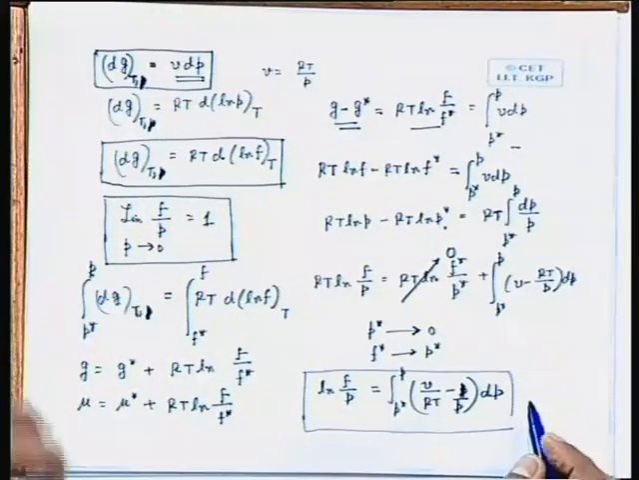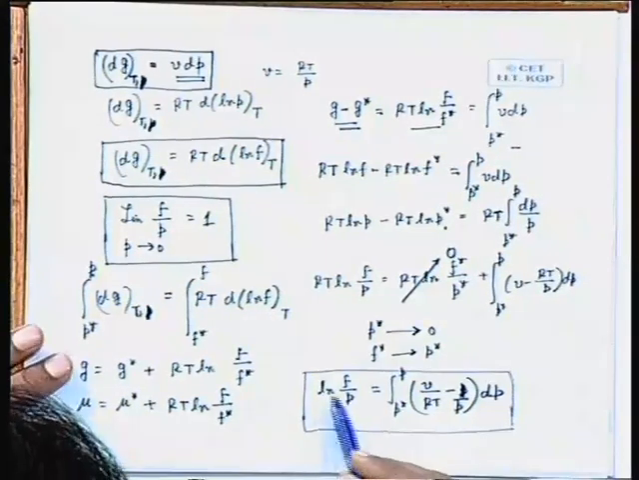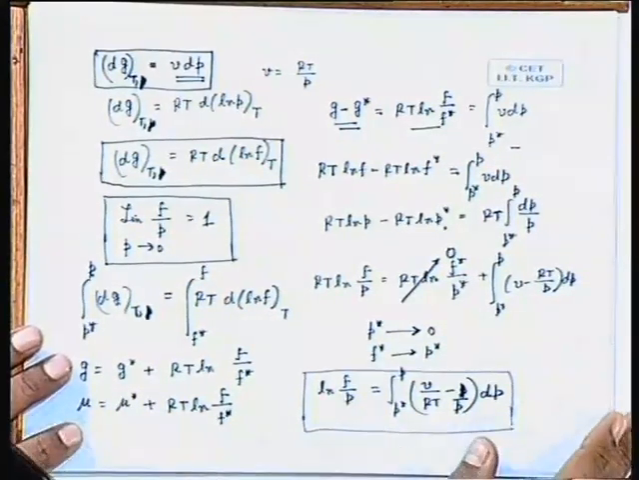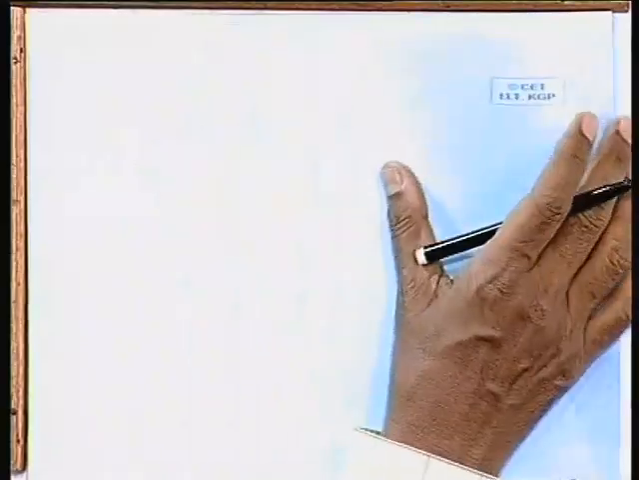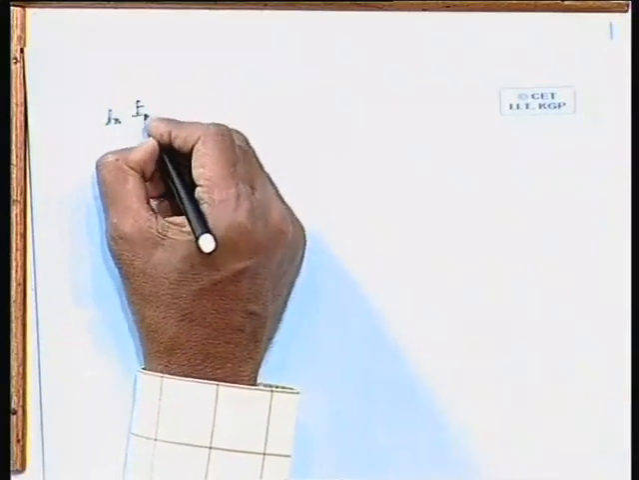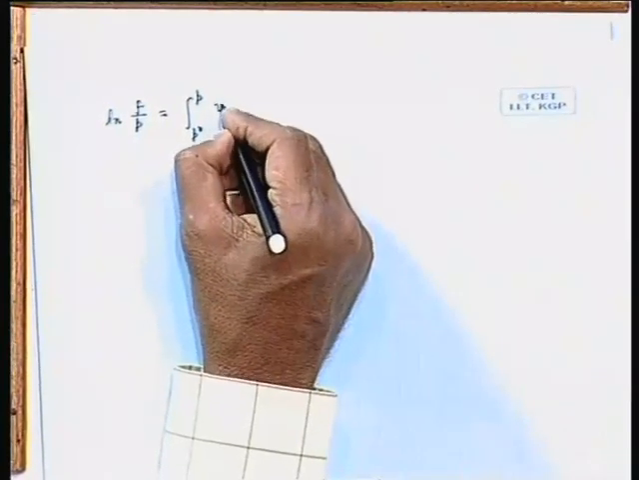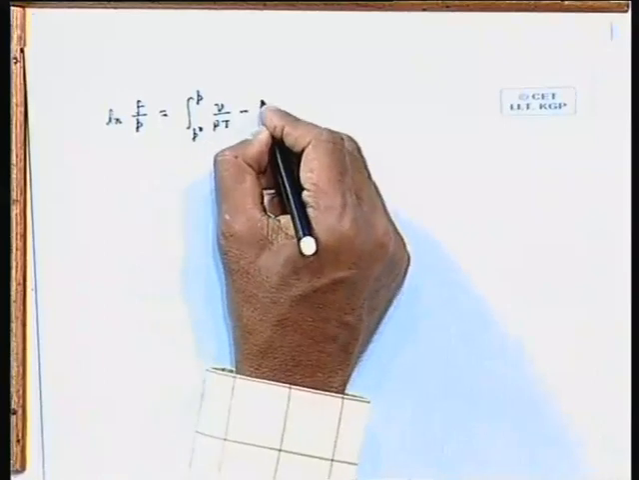And for any real gas, if we know the pressure-volume relationship from its equation of state, we can find the expression for the fugacity. This equation can also be written in another form. A little bit of algebra is there in this part of the class: ln(F/P) equals the integral from P* to P of (V/RT - 1/P) dP.